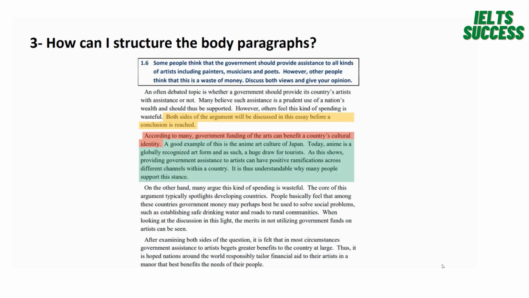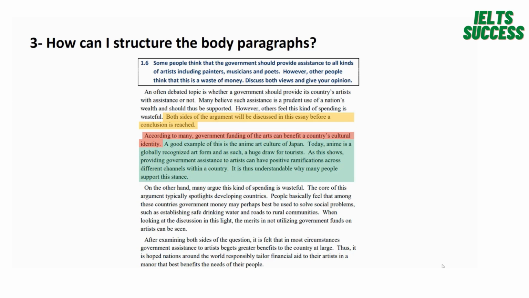So as you can see, the development is as follows: giving an example and then showing how when the government supported this type of art, the country could attract more tourists. So it was beneficial for the country. So in this body paragraph, I give an example and then I explain how the idea of supporting artists helped the country through this example.